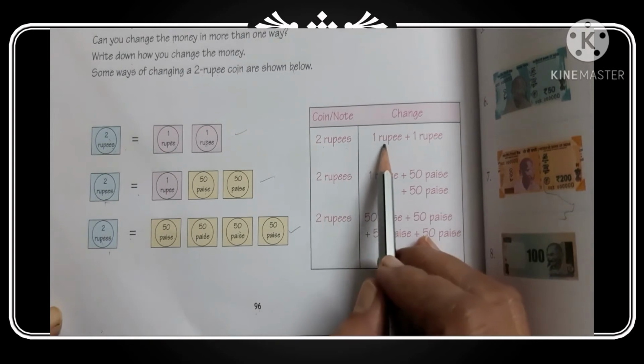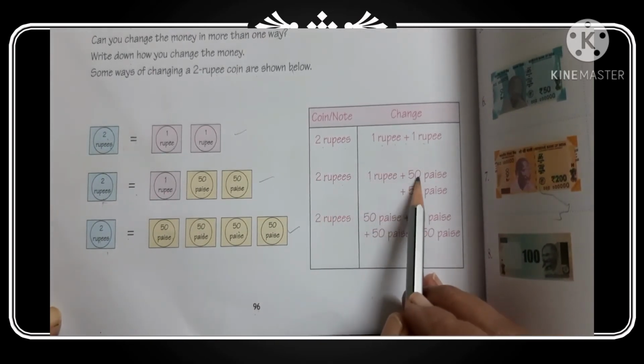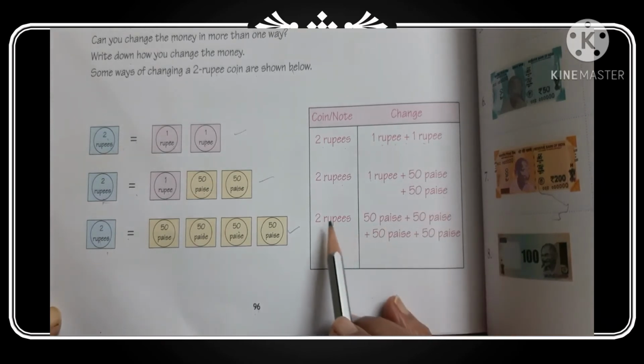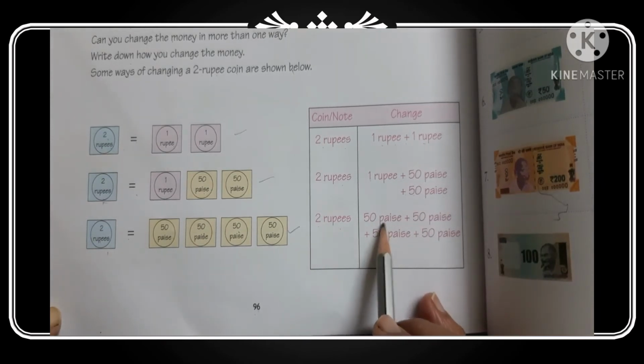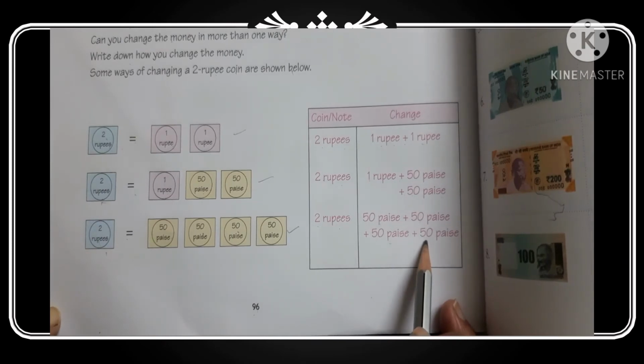2 rupees, 1 rupee plus 1 rupee. 2 rupees, 1 rupee plus 50 paise plus 50 paise. 2 rupees, 50 paise plus 50 paise plus 50 paise plus 50 paise.